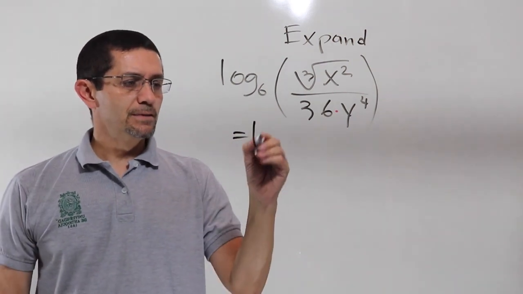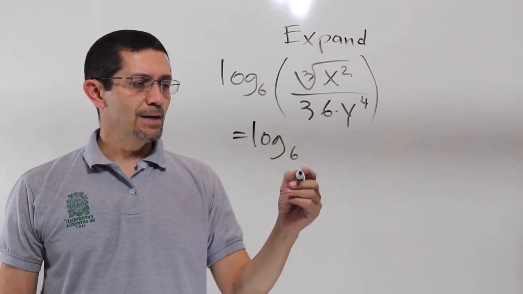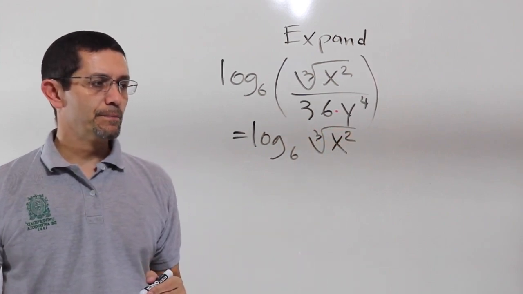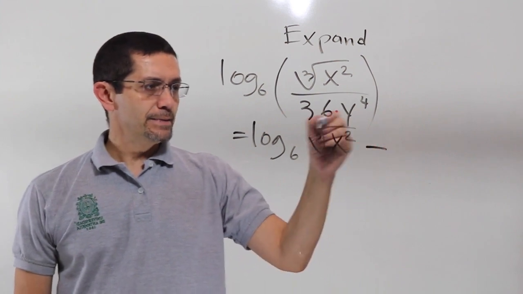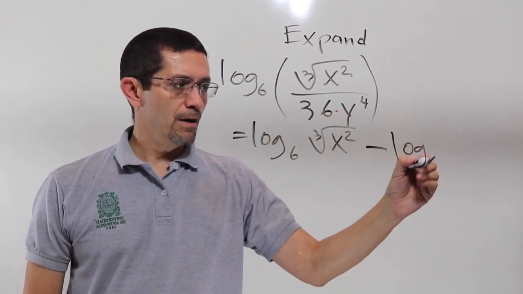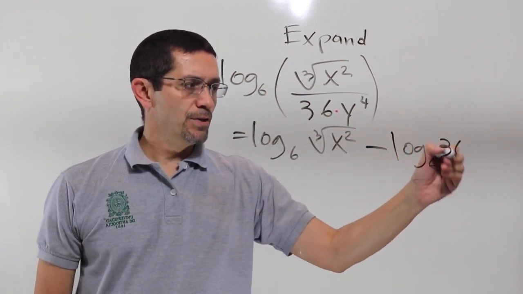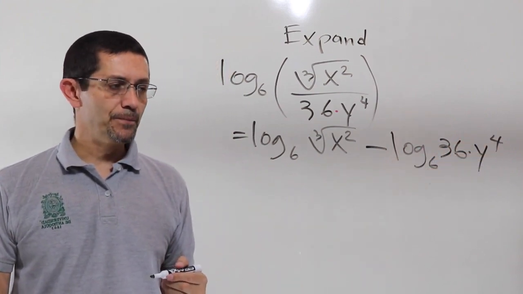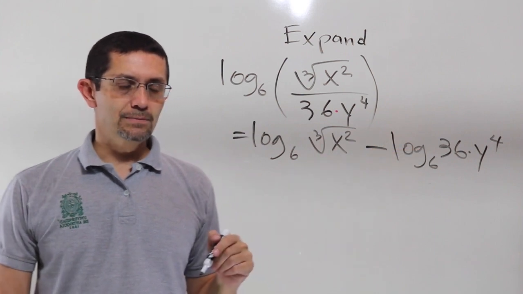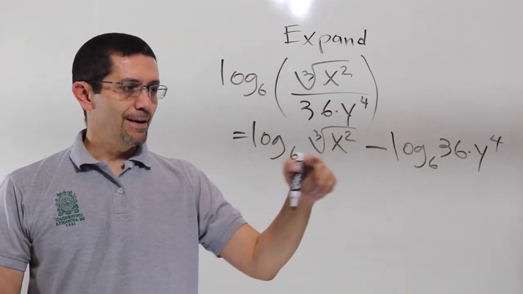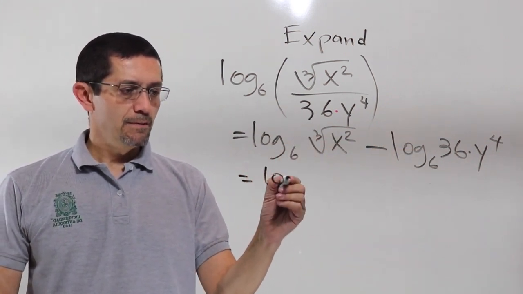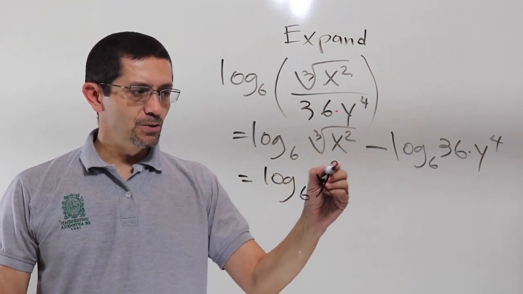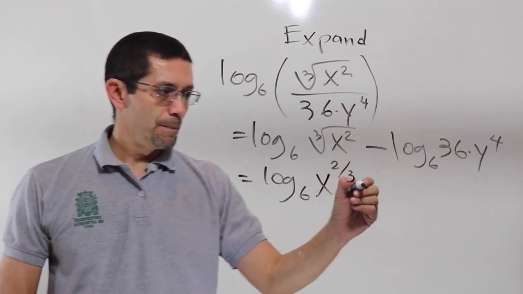So what's going to happen here is I'll have log on base 6 of the top, which is cube root of x squared, okay, minus log on base 6 of 36 times y to the 4th power, because this is the denominator. But now I need to break that out, okay? So let's rewrite this. This is going to be log on base 6, and now my exponent is going to be x to the 2/3 minus.